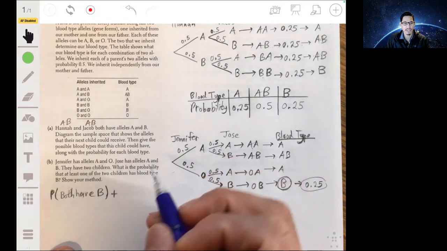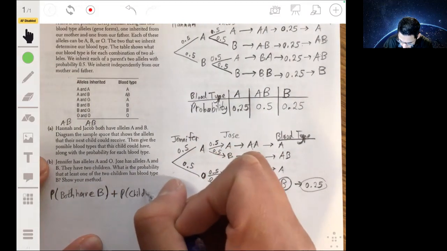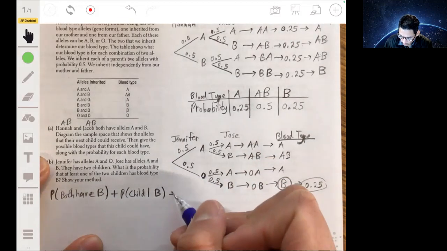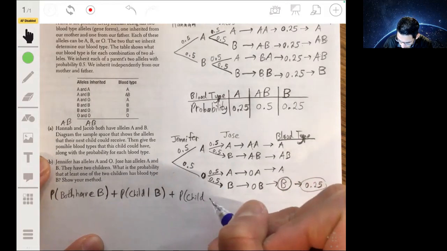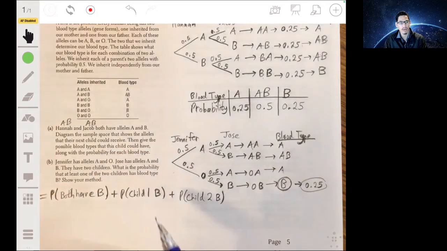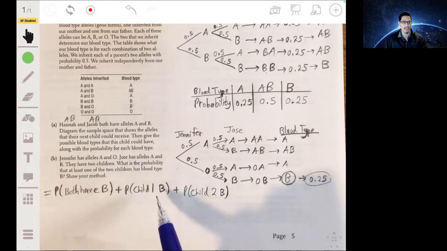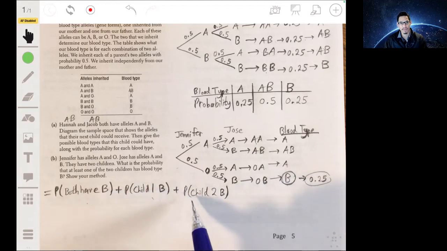Plus the probability that just child 1 has blood type B, child 1 has B. Or we could just have the probability that child 2 has blood type B. There's three ways that you can have at least one of their children having blood type B. Either they both have it, or only child 1 has it, or only child 2 has it. So we just add these 3 probabilities.